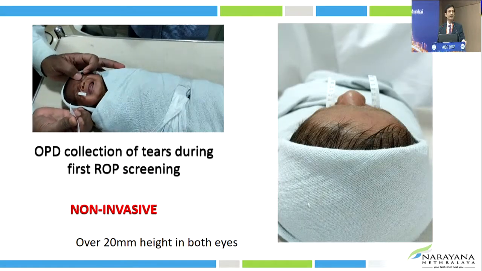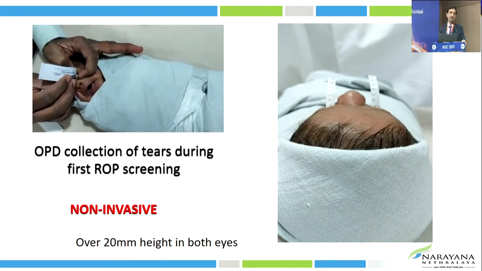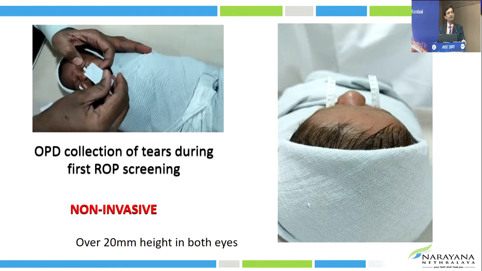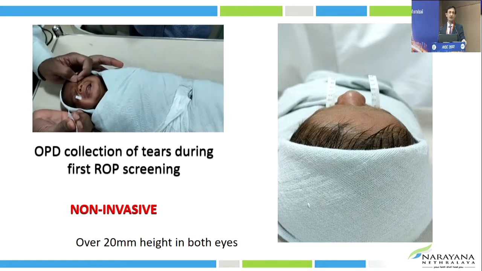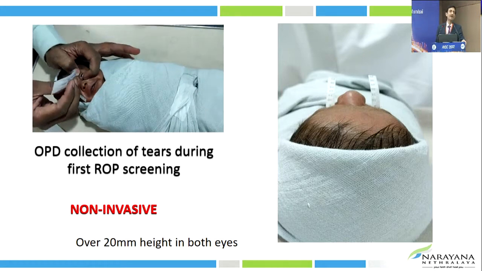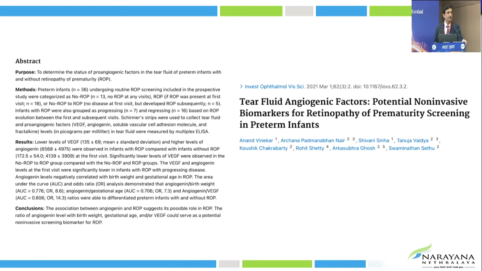As far as predicting ROP is concerned, we've been doing some work with our basic science lab in Bangalore, where we have taken the tears of these babies, and you'd be astounded that we can get tears in babies who've still not developed their lacrimal gland secretion. And these tears are now analyzed in our laboratory for about 10 molecules. Some of them are proangiogenic, some of them are just inflammatory mediators, and we've now come to a point where we can predict which of these babies, based on their first tear secretion, will eventually develop the disease.